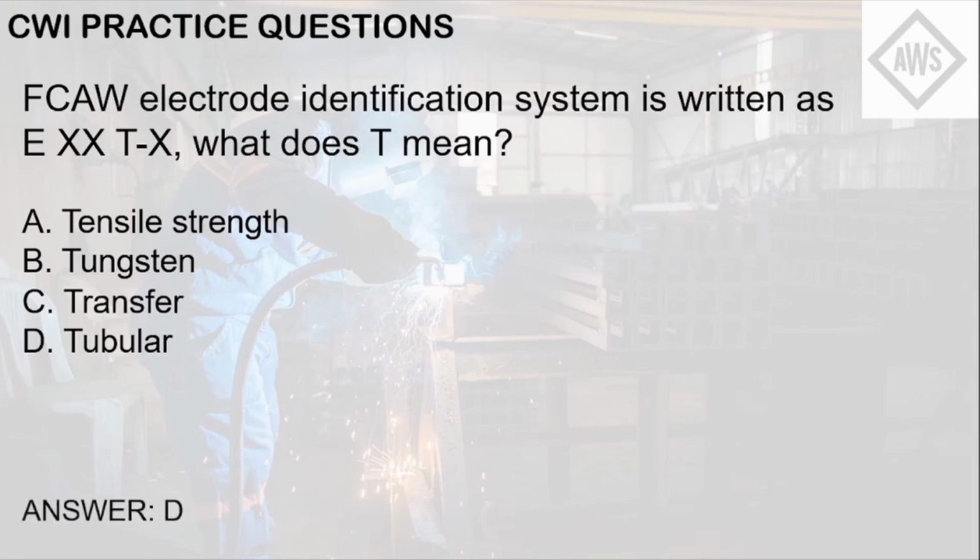Tensile strength refers to the first two or three digits of this FCAW electrode identification system. Tungsten does not refer to FCAW, it refers to GTAW. Transfer, or the mode of transfer here, does not refer to FCAW but to GMAW. So you need to distinguish them. For FCAW, when you see that T in the electrode identification system, that means tubular.